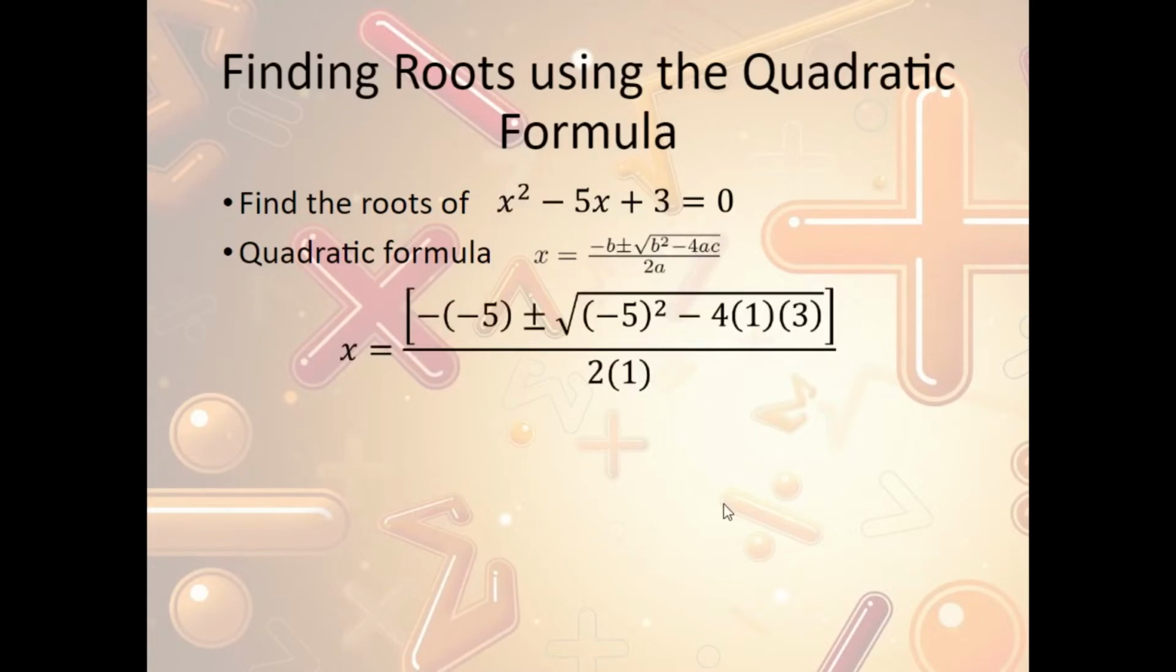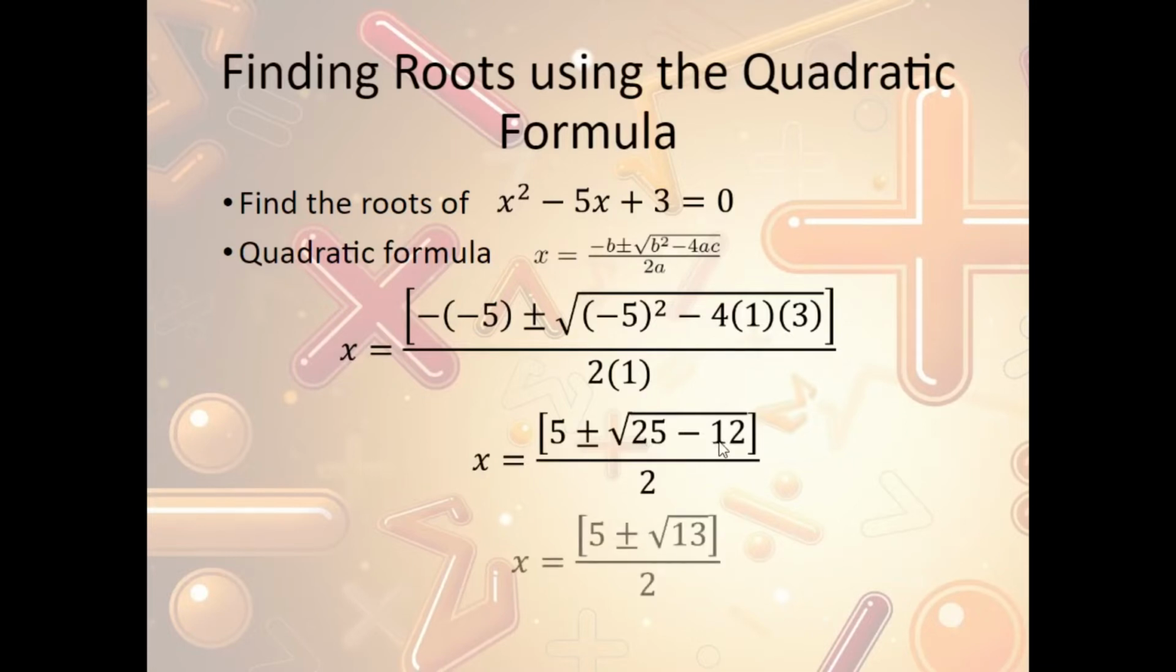Now we can go ahead and start to work the problem. So negative negative 5 is just positive 5. Negative 5 squared is positive 25. And then negative 4 times 1 is negative 4, times 3 is negative 12. And then 2 times 1 is 2. So we end up with this. Now we just simplify under the radical. So 25 minus 12 is 13.